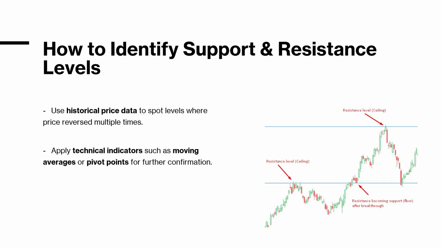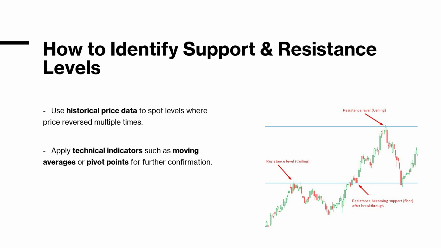Now let's talk about how to identify support and resistance levels on a price chart. As shown here, support and resistance don't just appear randomly. They form based on key market behaviors. One of the simplest and most effective methods is to use historical price data. By analyzing past price movements, you can spot levels where the price reversed multiple times, creating zones of support or resistance. These levels are often revisited by the market, making them significant for future price action.